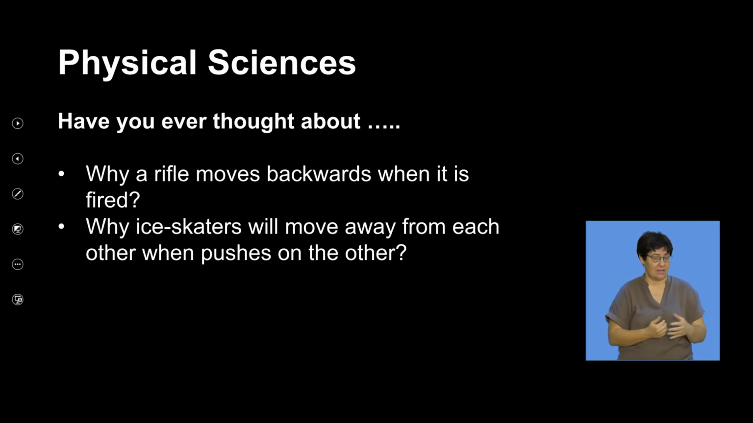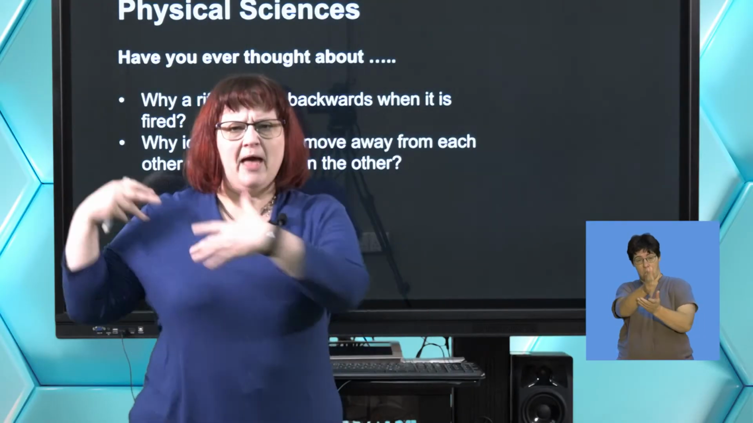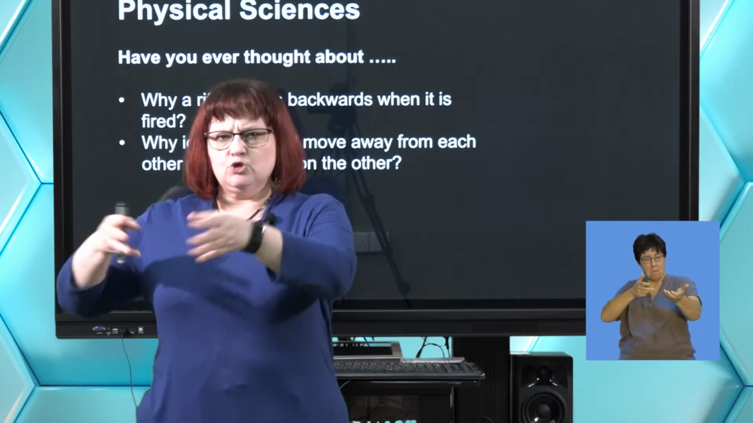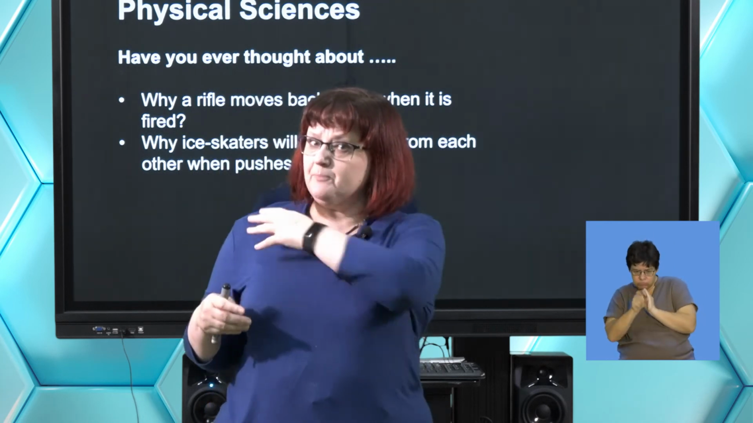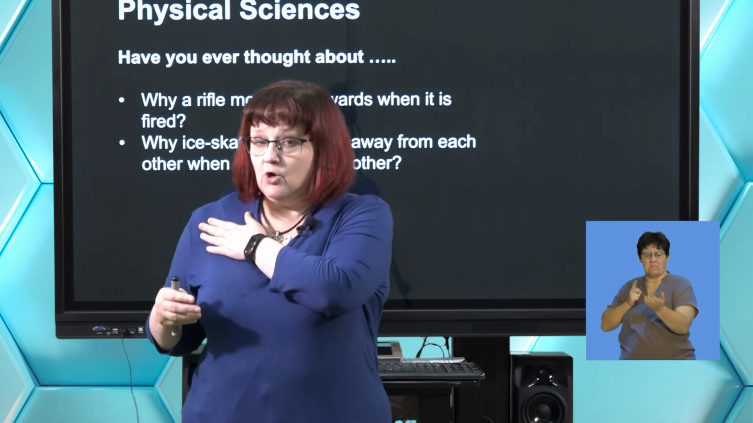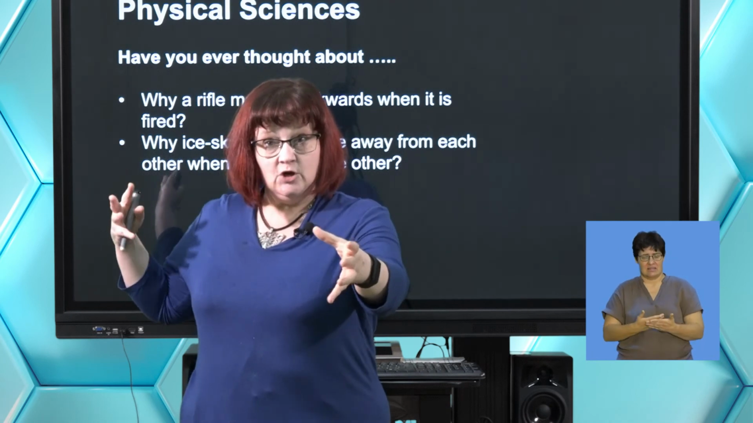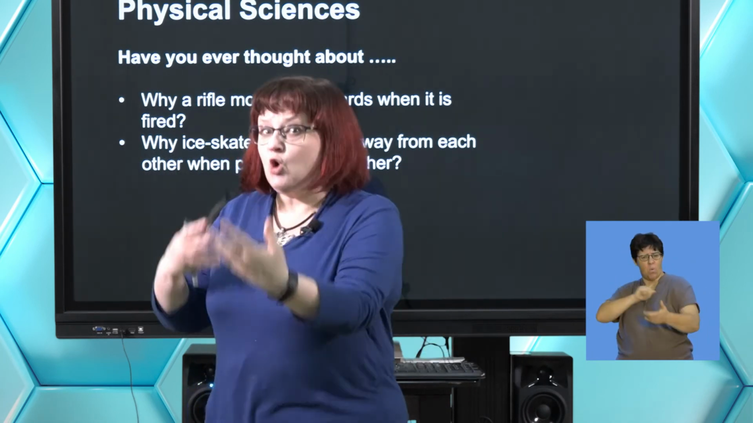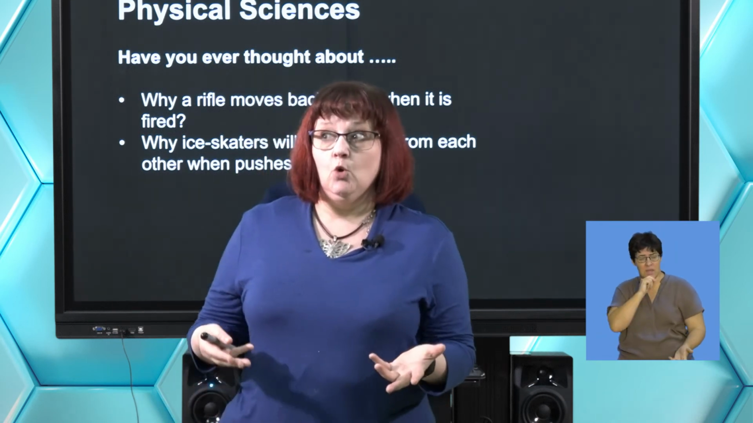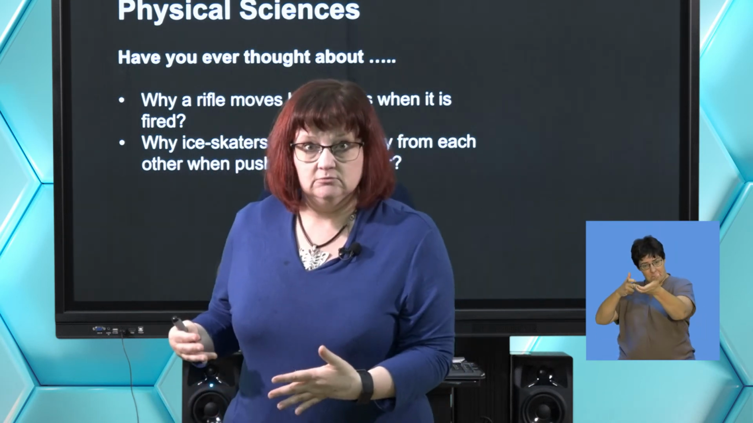What we're going to think about in this section is, why does a rifle move backwards when you shoot it? You know the bullet goes forward, but if you don't shoot it properly, it can do a lot of damage, especially big rifles. But why does it have to move backwards? You can't actually shoot a gun without there being recoil.